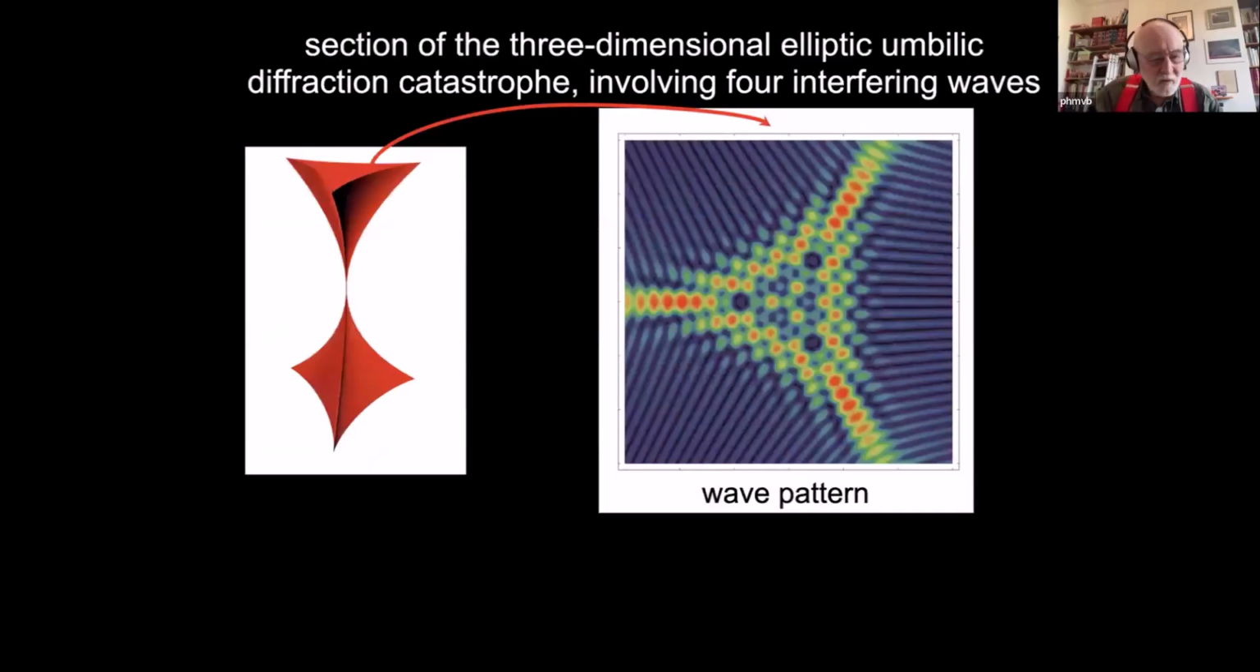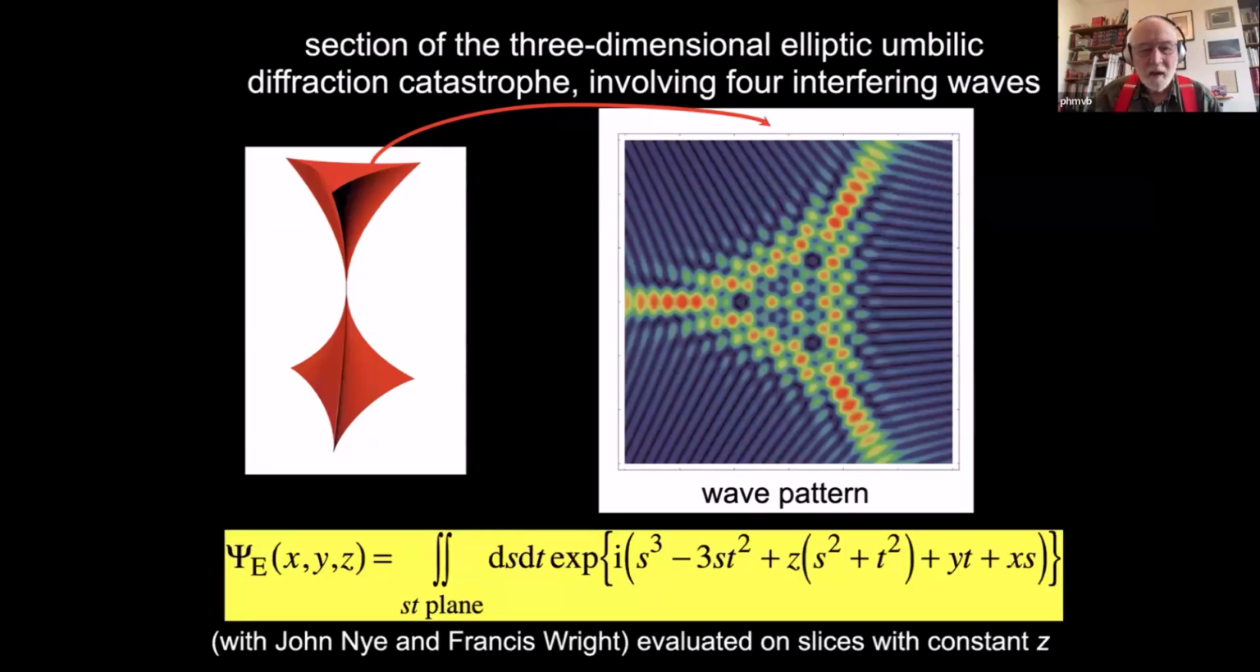Now, there's a reason why I want to tell you one particular thing about the much more complicated pattern decorating the elliptic umbilic. Here's a part of the wave pattern. Well, it's an integral, and there are now three parameters, x, y, and z. It's a double integral. John Nye and Francis Wright and I looked at this in great detail nearly 50 years ago, and we evaluated this integral on slices with constant z. So this is a particular slice.